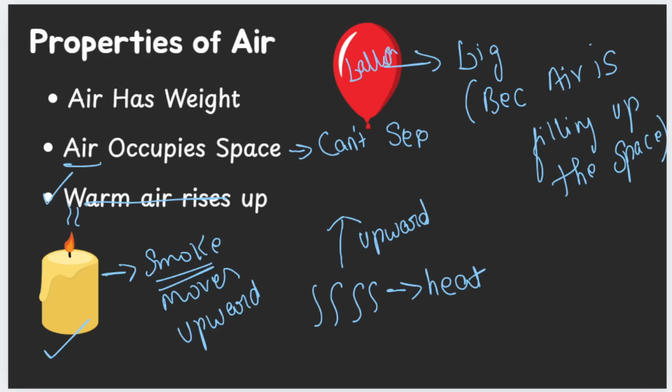So we have seen the three important properties: air has weight, air occupies space, and warm air rises up. From the next sections, we'll see about the formation of wind and the formation of clouds, and how the water cycle works. So till now we have finished with the atmosphere, and the properties and uses of air.